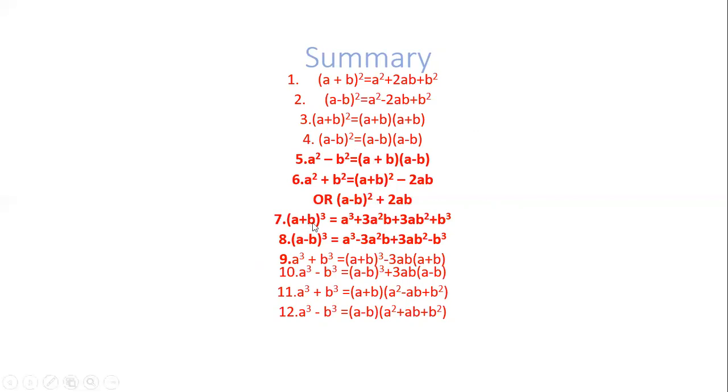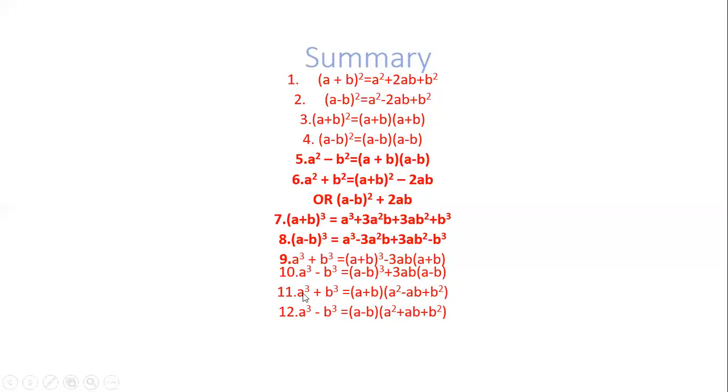And the (a plus b) whole cube formula, expanded form: a cube plus 3a square b plus 3ab square plus b cube. Expanded form of (a minus b) whole cube: a cube minus 3a square b plus 3ab square minus b cube. a cube plus b cube is also again expanded as (a plus b) whole cube minus 3ab(a plus b), and a cube minus b cube is equal to (a minus b) whole cube plus 3ab(a minus b).